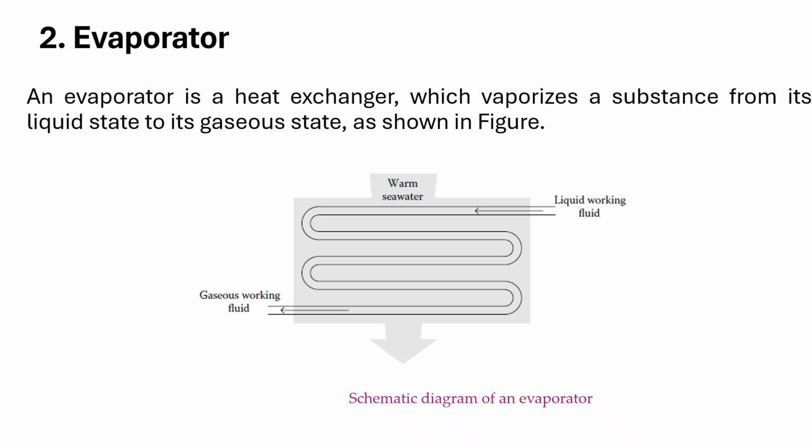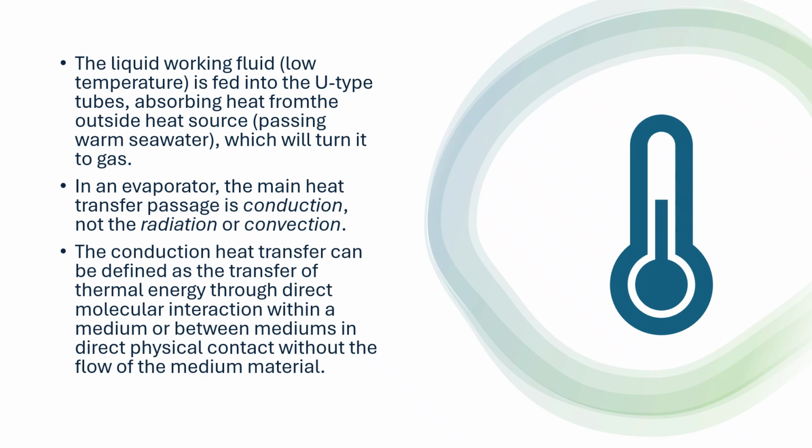Next comes the evaporator. An evaporator is a heat exchanger which vaporizes a substance from its liquid state to the gaseous state. The liquid working fluid at low temperature is fed into U-shaped tubes, absorbing heat from the outside heat source like passing warm seawater, which will turn it into gas.